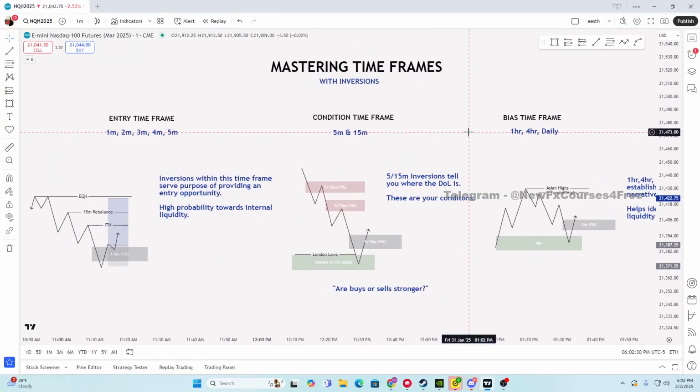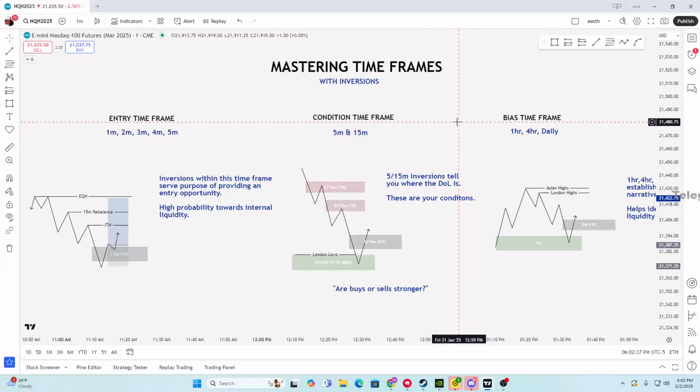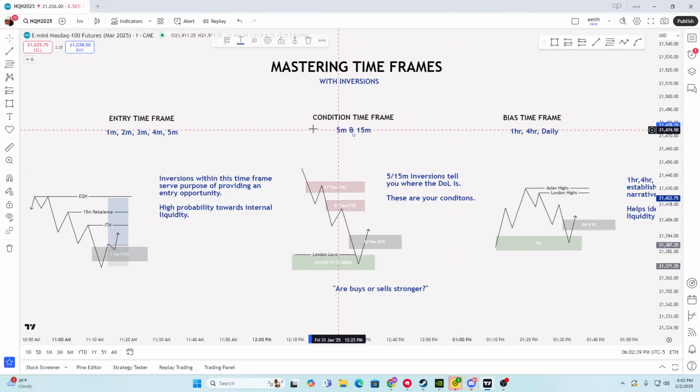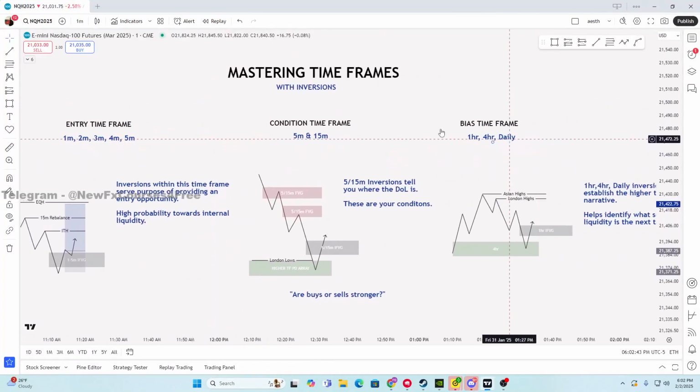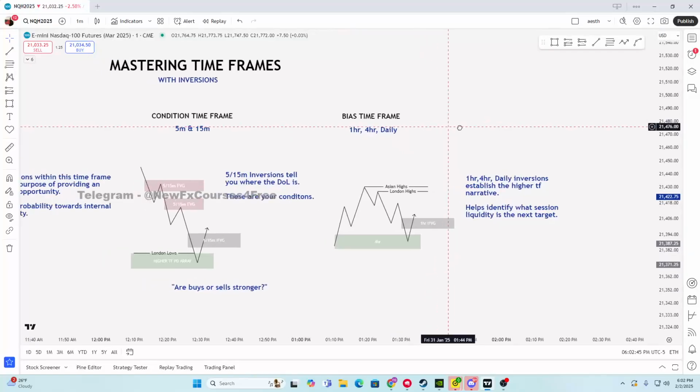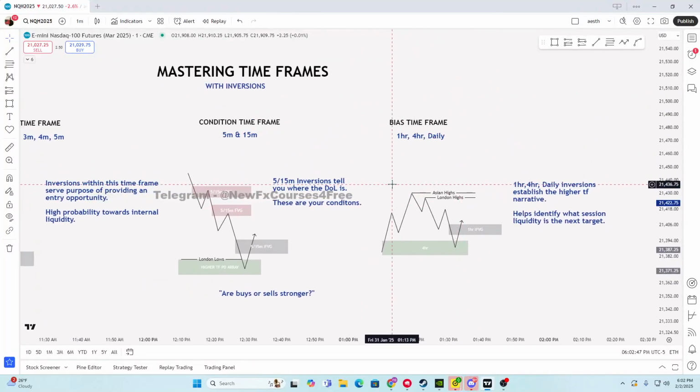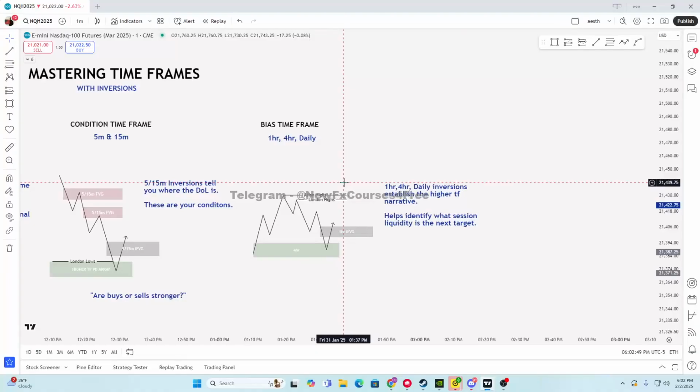The only reason I'm going over this is because you need to learn that everything we teach you is fractal. Everything applies to every single time frame, but it all serves a different purpose. I really want you guys to understand this well. I'll start off with the higher time frame because your analysis is always going to start top to bottom. You're going to start with the highest time frames to determine your bias.